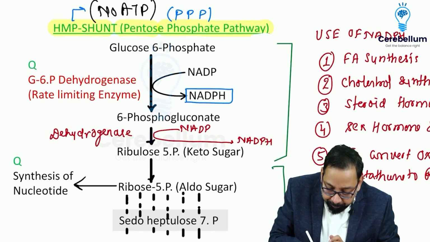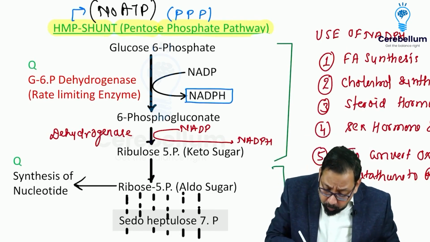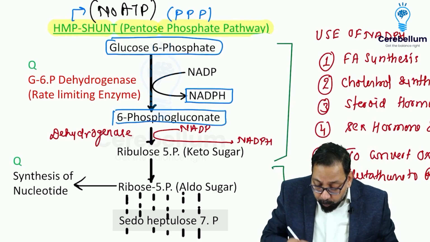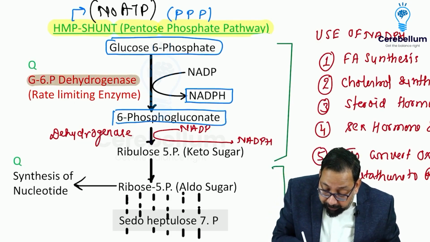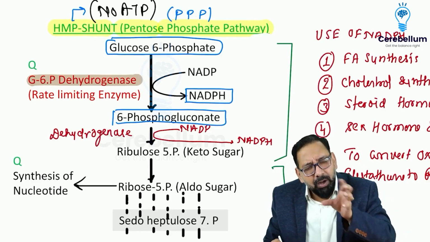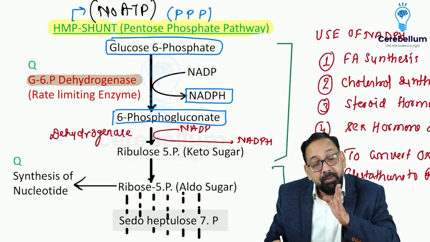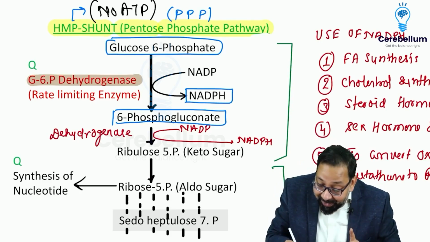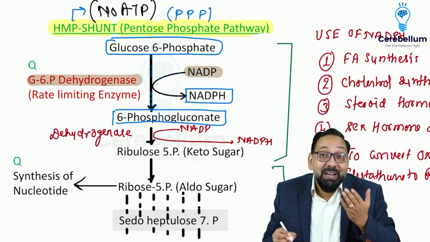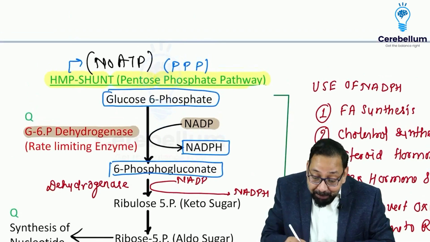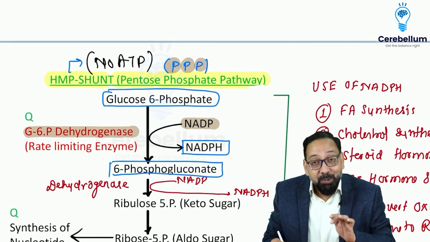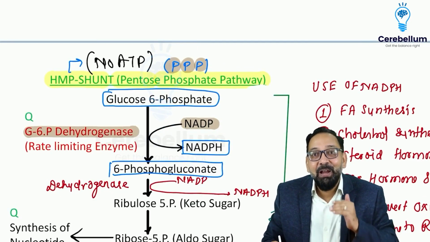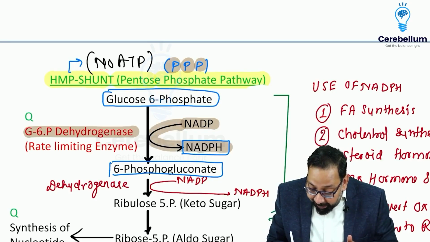This is the question. First step in HMP shunt is glucose 6-phosphate is converted to 6-phosphogluconate by glucose 6-phosphate dehydrogenase. And you know, wherever dehydrogenase is there, hydrogen is removed, hydrogen is taken up either by NAD, FAD or NADP. In this, hydrogen will be taken up by NADP. You can remember easily, name of this pathway is PPP, pentose phosphate pathway. So many times P. So hydrogen acceptor is NADP to form NADPH.